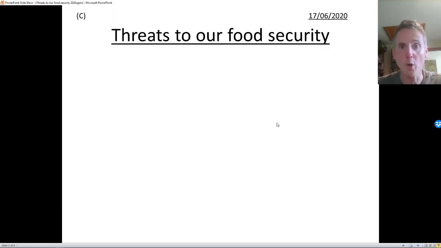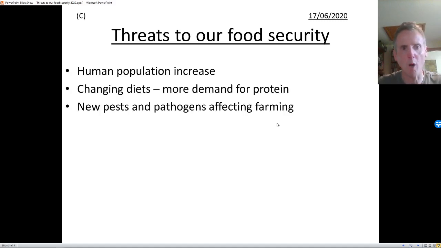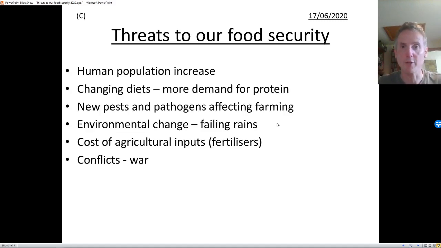So in your books, you don't need to write all these down. I would pick your favourite 2 of these, but if you're being thorough, pop them all down. This is what we need to know, that there are threats to our food security, and it can be any of these 6.